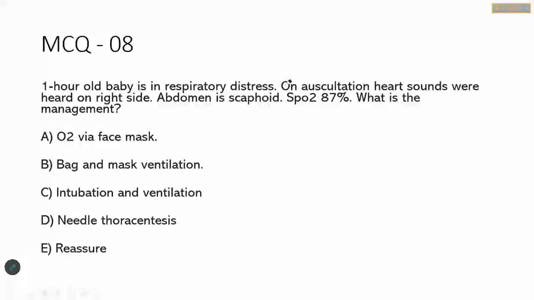When there's a diaphragmatic hernia, the content is herniated into the chest cavity. So the abdomen will be empty. That's why there will be an observation of a scaphoid shaped abdomen. Heart sounds were heard on the right side, because I already told you herniation on the left side is common. When the content is herniated on the left side, the heart will be pushed to the right side. So the heart sounds are heard on the right side. So this is the classic condition of a diaphragmatic hernia. The first step we have to do is intubation and ventilation, nothing else.